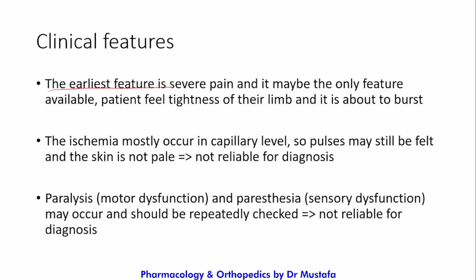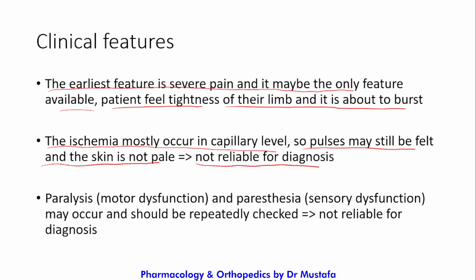So the earliest feature is the severe pain, and it may be the only feature available. The patient feels tightness of the limb and that it is about to burst. So basically the patient describes that their limb is tight and about to burst. The ischemia mostly occurs on the capillary level, so pulses may still be felt and the skin is not pale. So it is not reliable for diagnosis. So basically the distal pulses, if you still feel them, are not reliable for diagnosis because it might be ischemia on the capillary level.